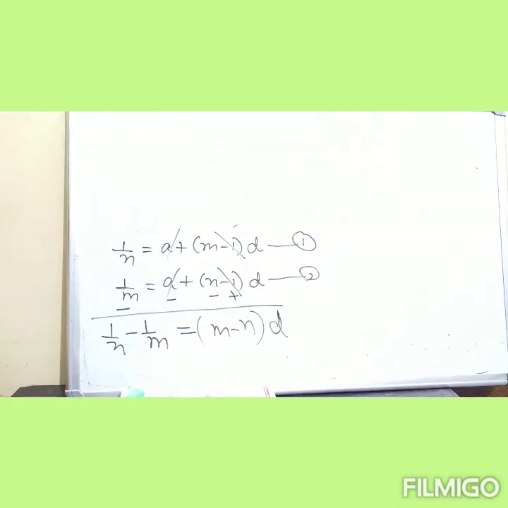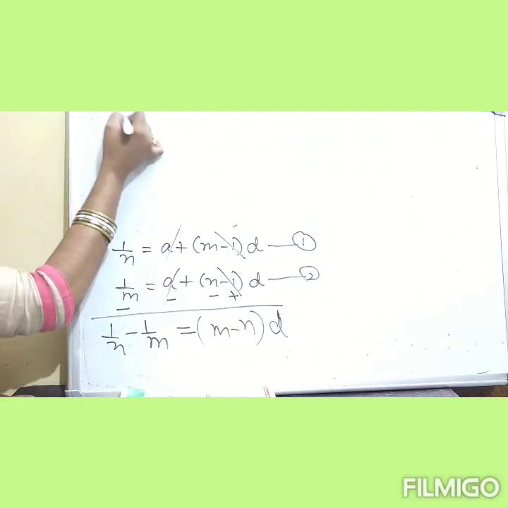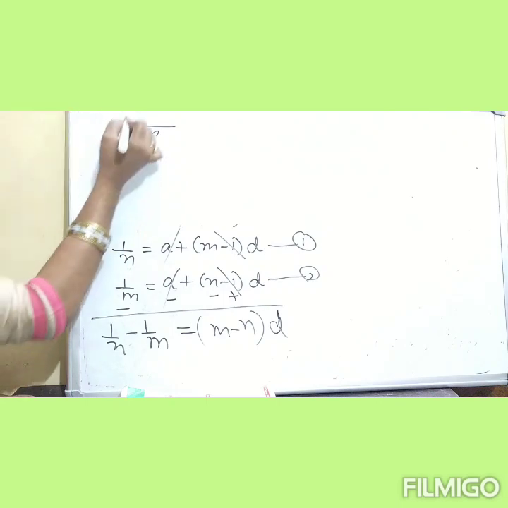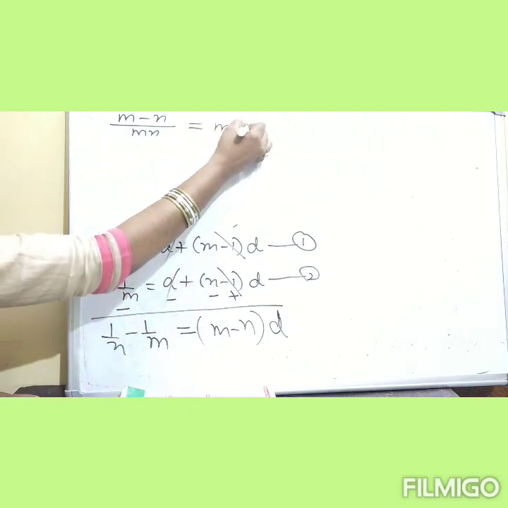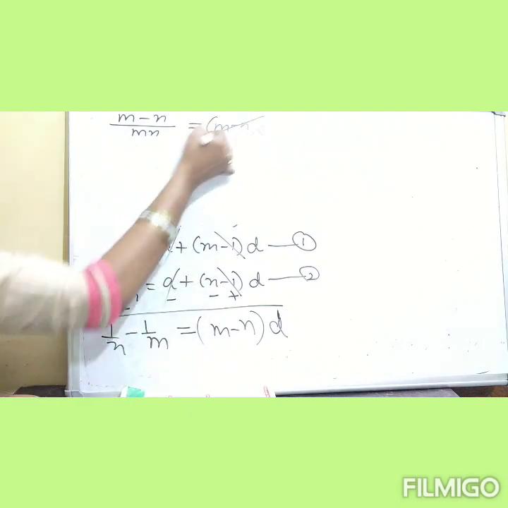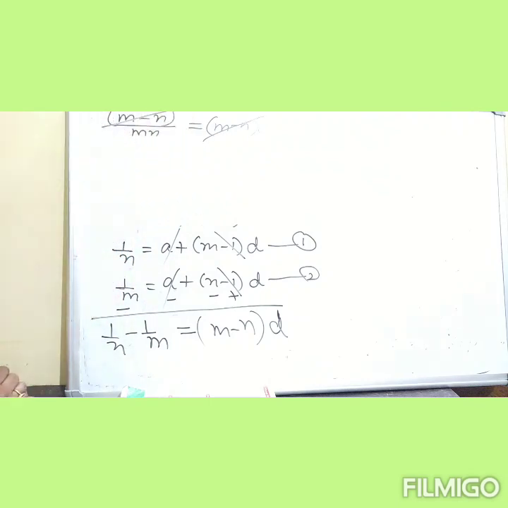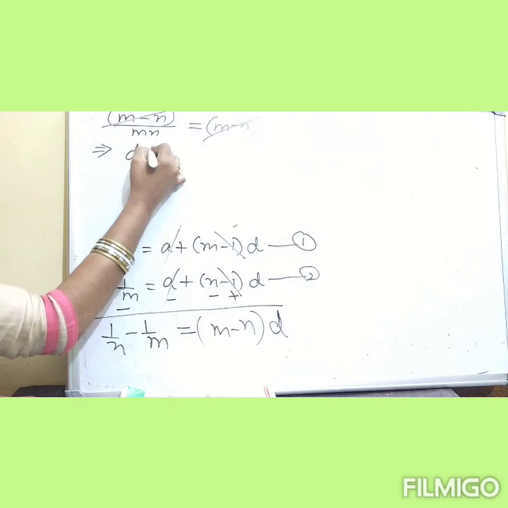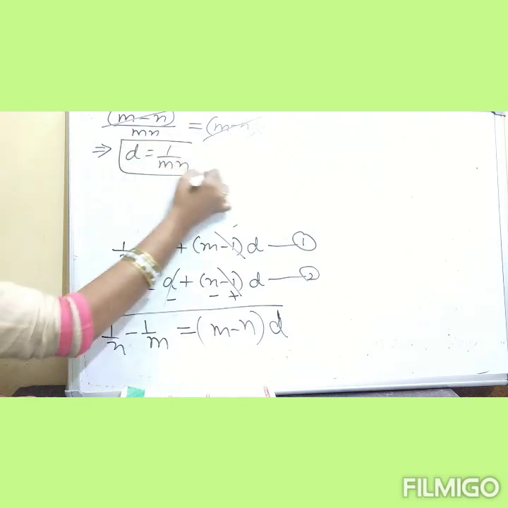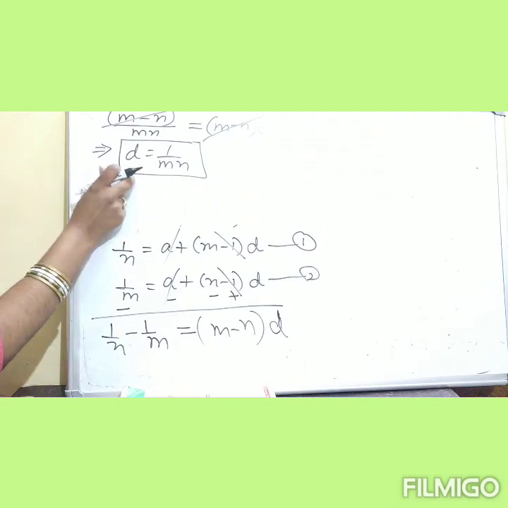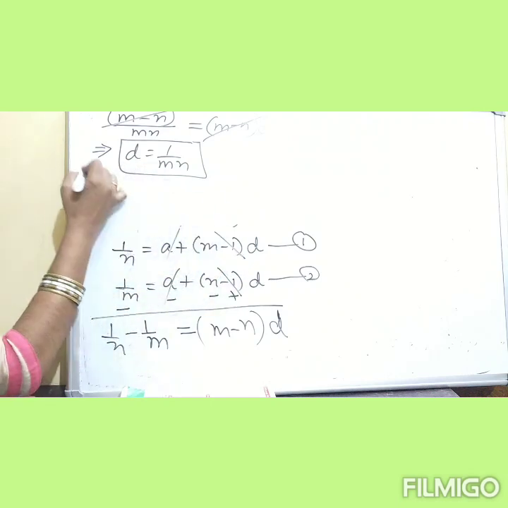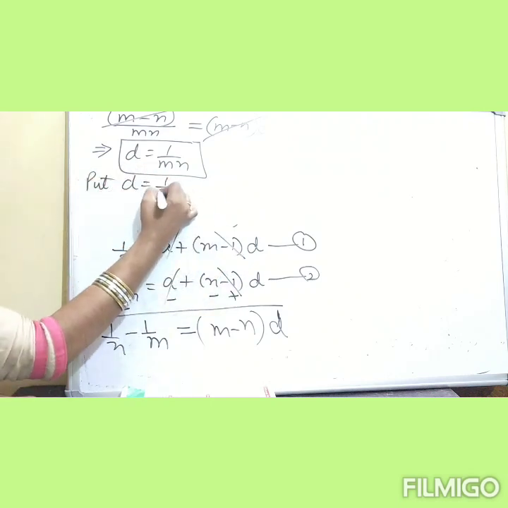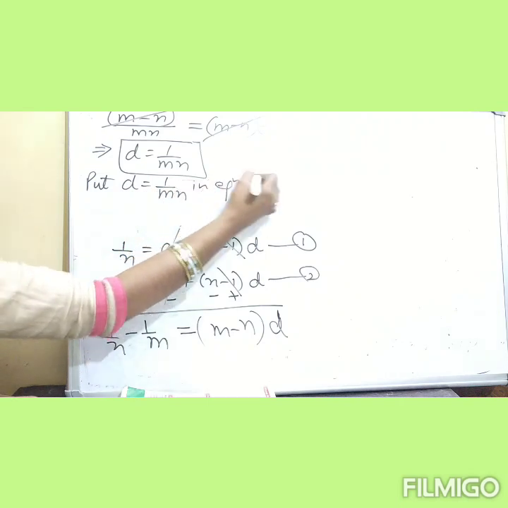So we'll take the LCM here, and mn will be the LCM. We get (m minus n) by mn equal to (m minus n) into d. This will cancel out on both sides, m minus n and m minus n, and this implies we'll get d equal to 1 by mn. We have the value of d now. Now put this value of d either in equation number 1 or in equation number 2. I'm going to put d equal to 1 by mn in equation 1.